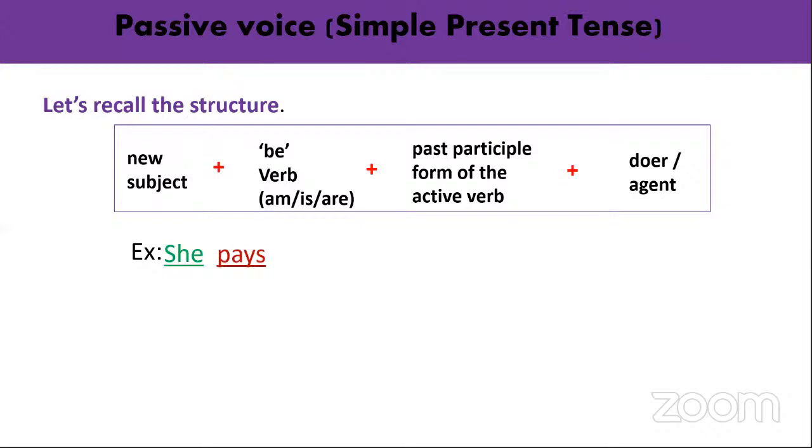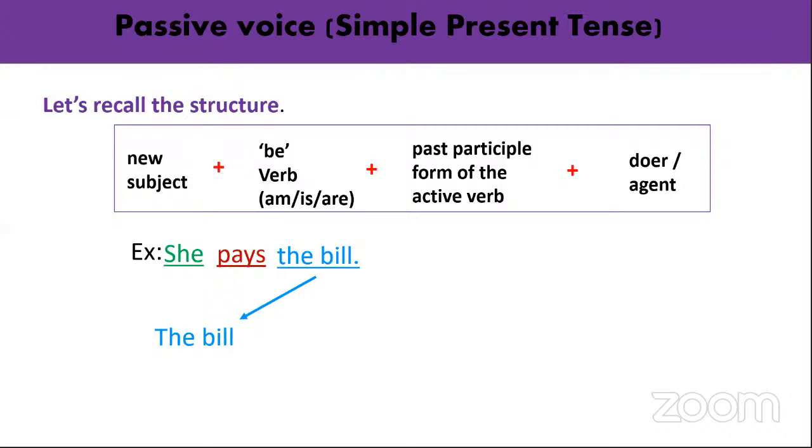She pays the bill. Can you remember the 5 steps? First, you have to identify the sentence structure. She is the subject, pays is the verb, the bill is the object here. So can you remember the next step? You move the object to the subject position. I think it is clear and it is there in your mind.